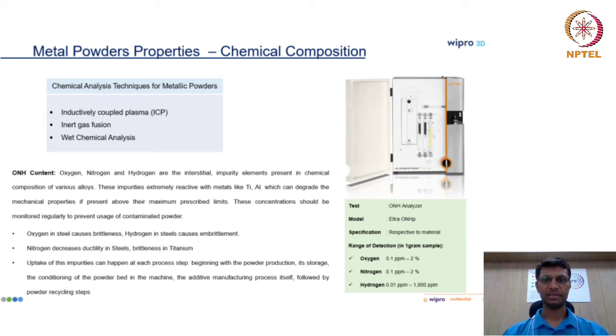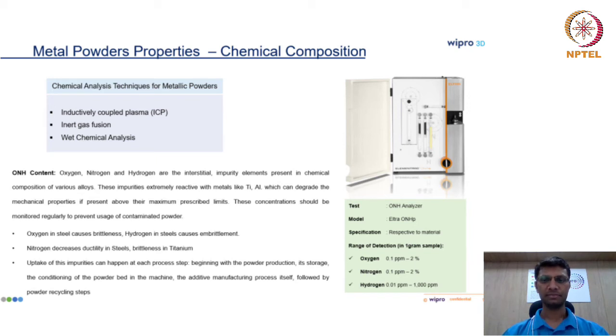every build. These are the interstitial impurity elements present in the chemical composition of various alloys. These impurities react extremely with metals like titanium and aluminum, which can degrade the mechanical properties if present above their maximum prescribed limit. These concentrations should be monitored regularly to prevent use of contaminated powder.